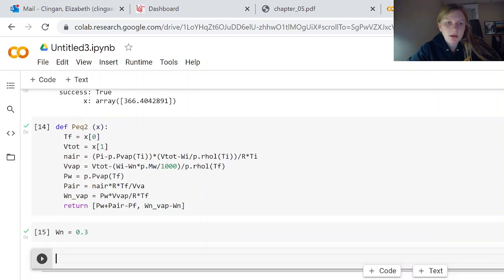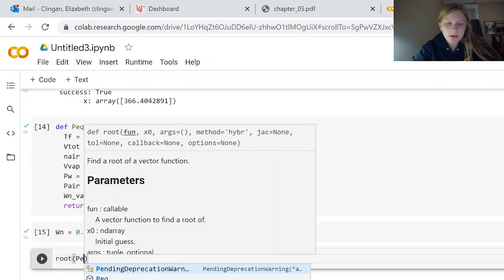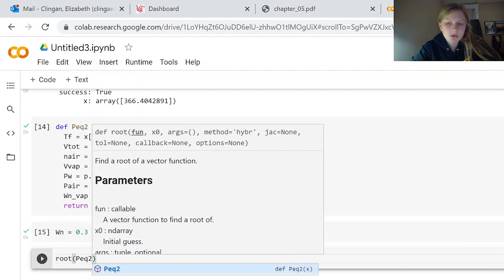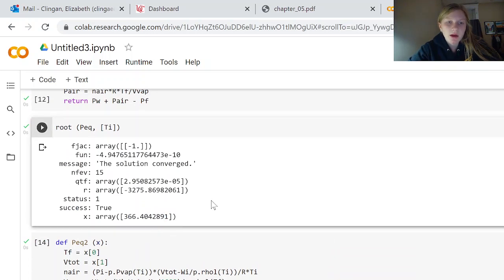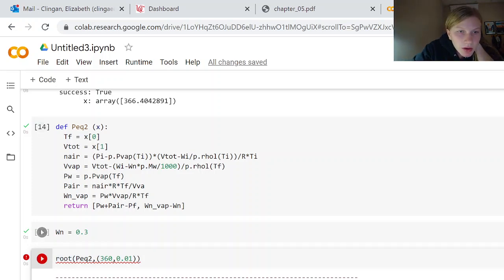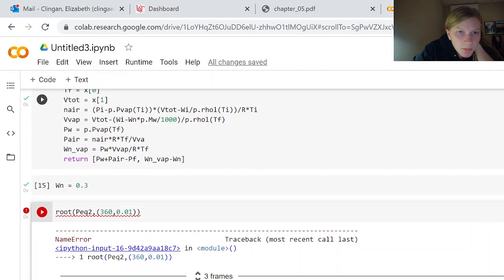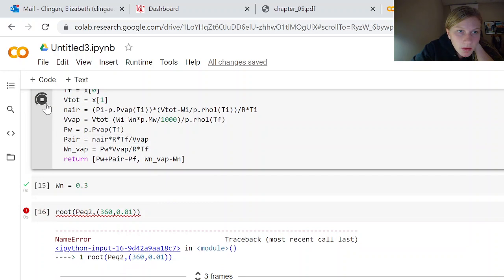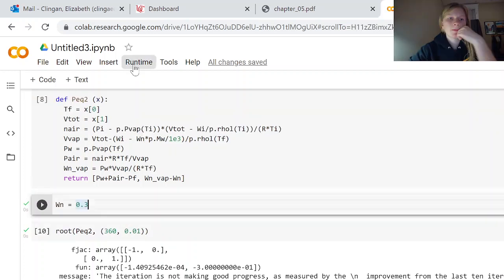Okay. And then we can go ahead and do our root function of the pressure equation 2, and then we have to put in our initial guesses. Remember, we did the final temperature as what we got from the last problem, which was about 360, and then our volume was 0.01. Where did I type VVA? Awesome. Why are those not the same values?